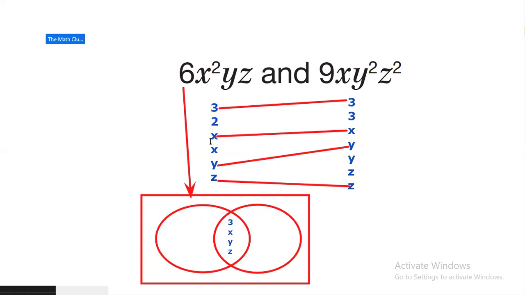Now, what did we leave in the first group? We left 2 and x. So we write them here, 2 and x. I don't know if you can see them. Let's make it bigger. And then the last group here, what did we leave? We left 3, y, and z. So we write it like this, 3, y, z.